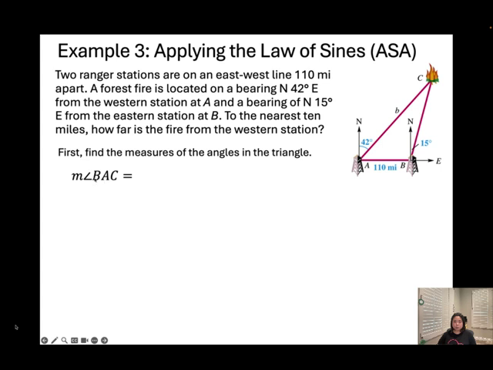And I will be using the angle BAC. Okay, measure of the angle BAC. So talking about the angle A, that will be 90 minus 42. You should get 48 degrees.